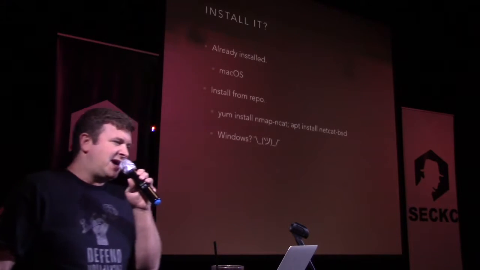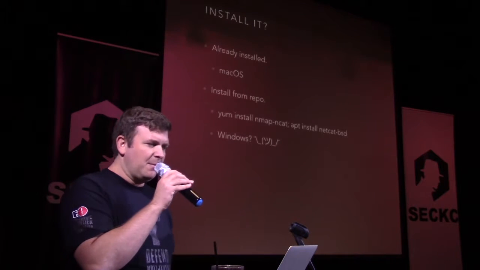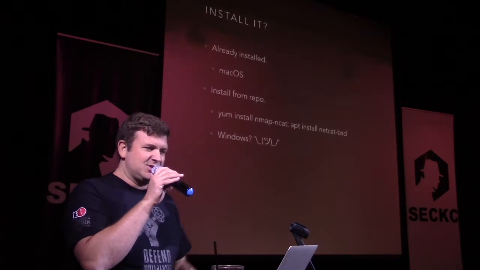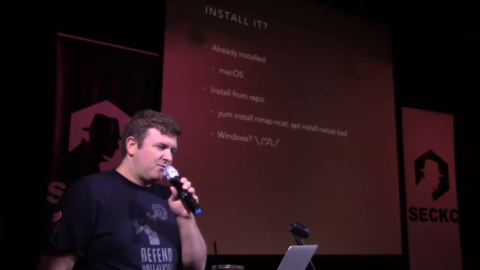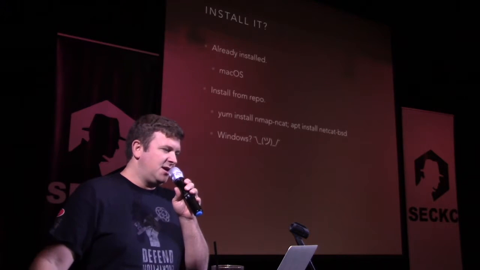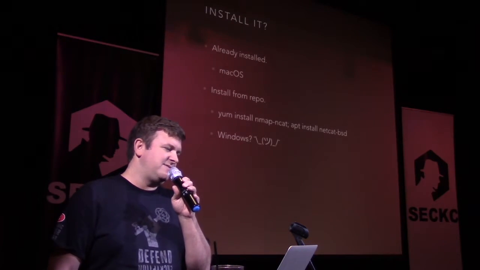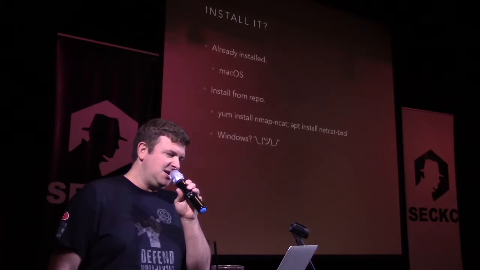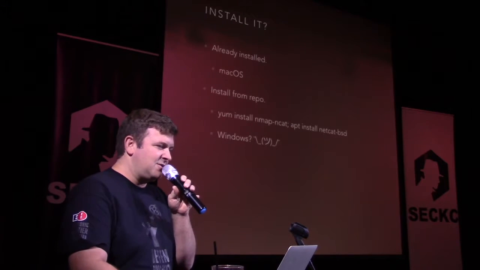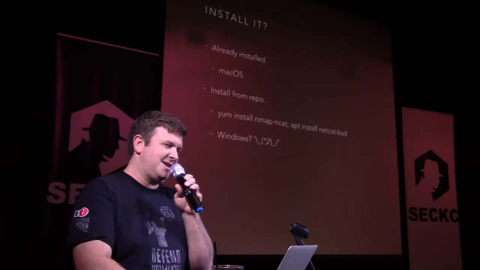So, how do you use Netcat? Well, install it first of all, but it's probably already installed on most platforms. Under Mac OS, it comes pre-installed, which is kind of cool. On most Linux distros, you install from the repo. It's called nmap-ncat because they use the Nmap variant on the Enterprise Linux variants. It's netcat-bsd on Debian derivatives. On Windows, I'm not quite so sure, but I'm sure there are plenty of resources out there you can find if you need to do that.